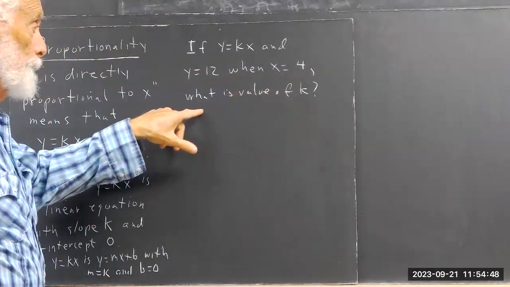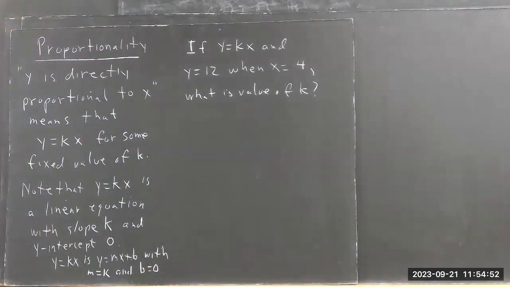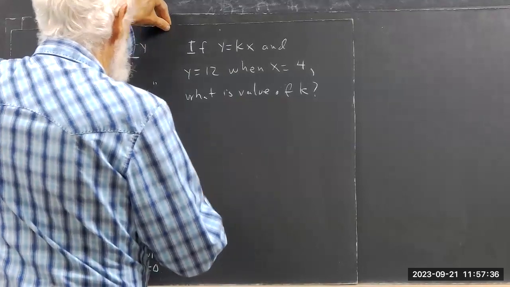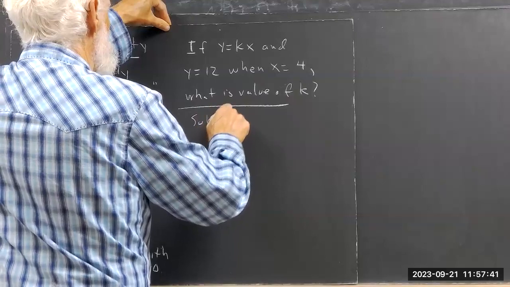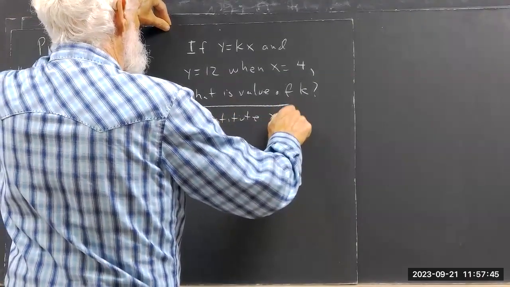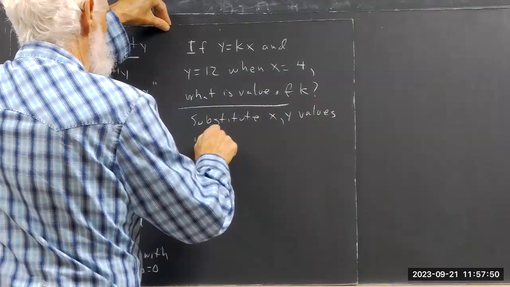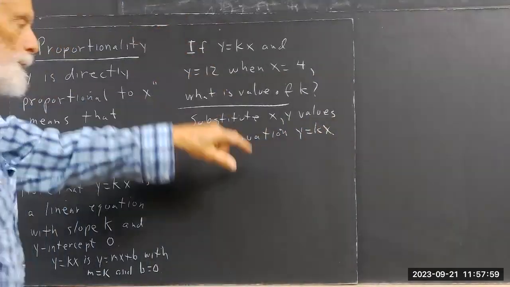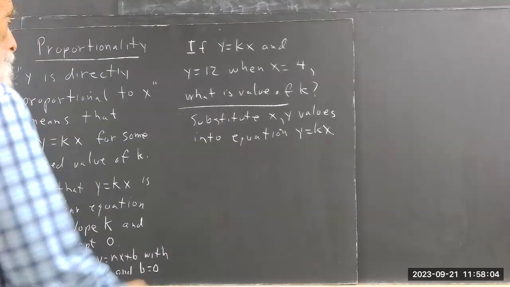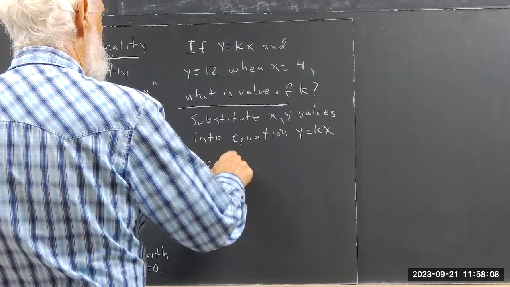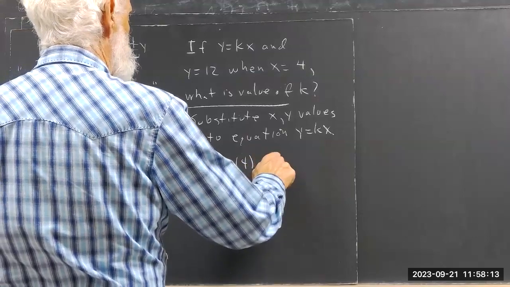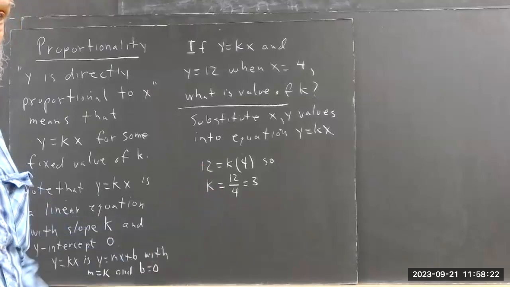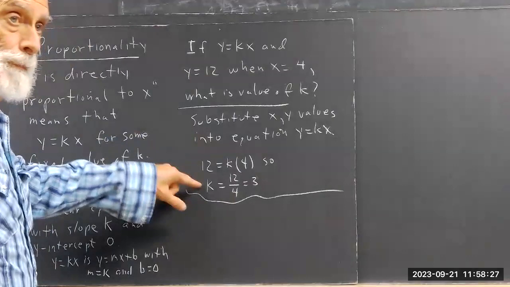Y equals kx and y equals 12 when x equals 4. What's the value of k? Okay, well, formally, we substitute the x and y values into the equation y equals kx. You get 12 equals k times 4. You divide both sides by 4 to get k equals 12 over 4, which is 3. Make sense? Now, that's easy. So that's a step you've got to start with.